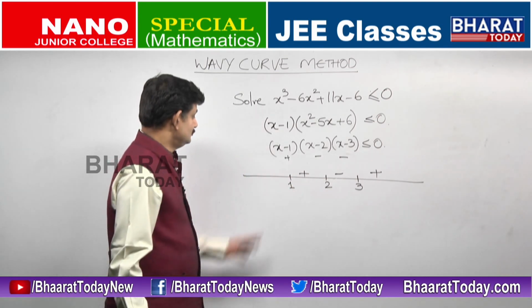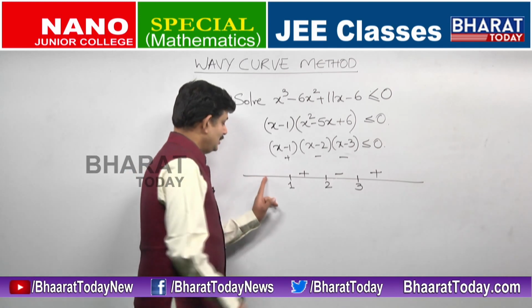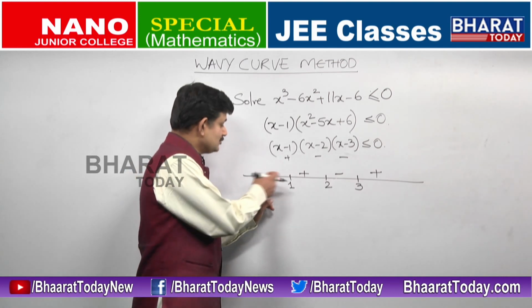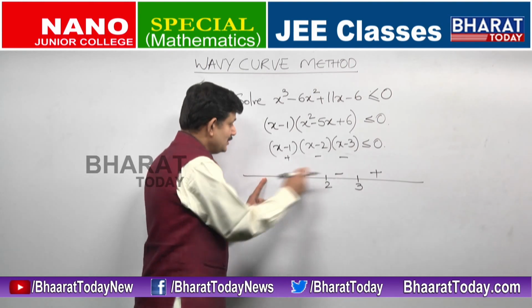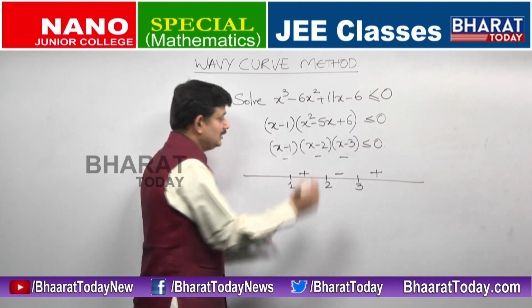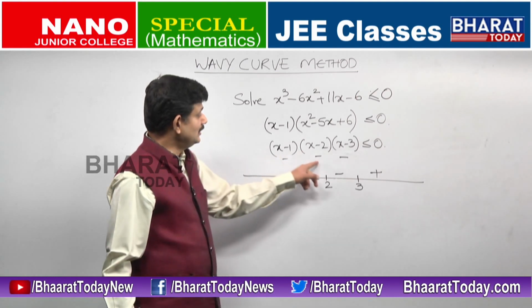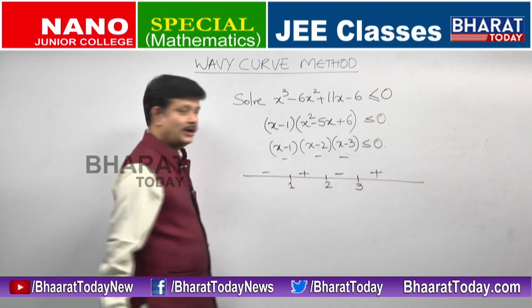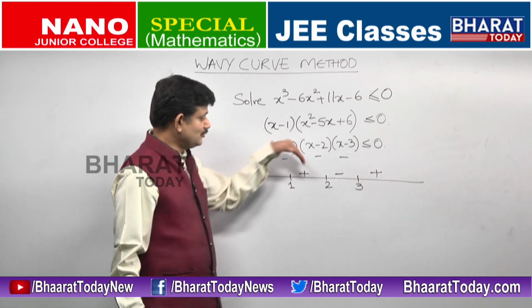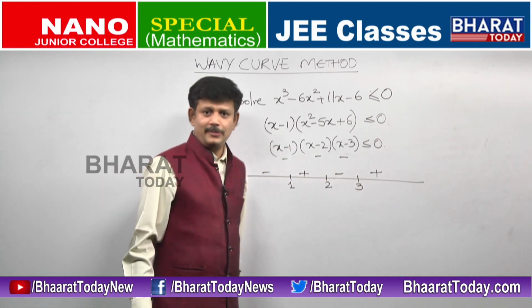How about this last case? x is less than 1. So x minus 1 will be negative, x minus 2 is also negative, x minus 3 is also negative. All the three terms are negative. Product of three negative terms, what will it be? Negative. So our observation is right. From negative to positive to negative to positive. Yes or no?